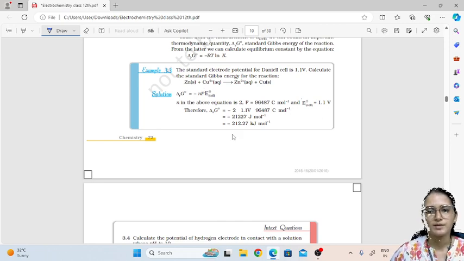Let us take this example. The standard electrode potential for the Daniell cell is 1.1 volt. Calculate the standard Gibbs energy for the reaction. So delta Rg naught is given by minus NF E naught of cell. So minus N. Here, how many ions are exchanged? 2. Then F is directly given, 96487, and E naught of cell is also given, 1.1. So we multiply all of them, and the negative sign also you have to write. The answer will be in joules per mole, and you have to convert it into kilojoules by shifting the decimal point 3 places.